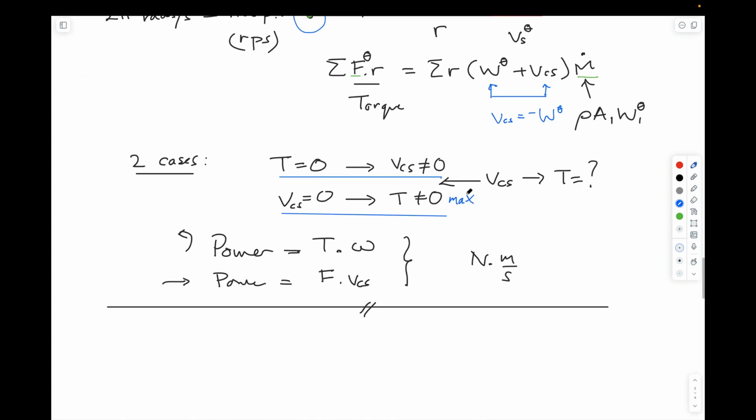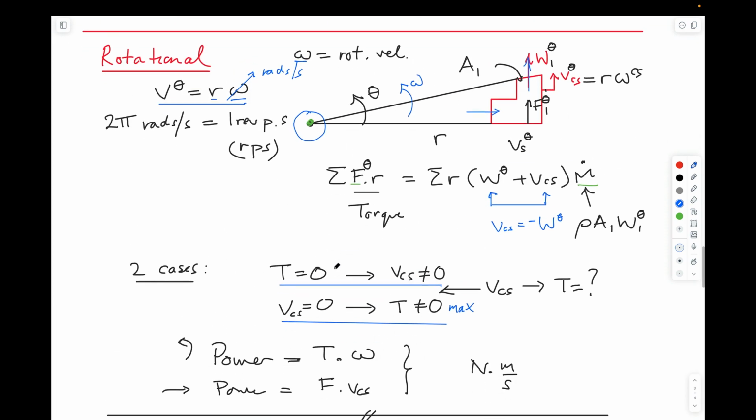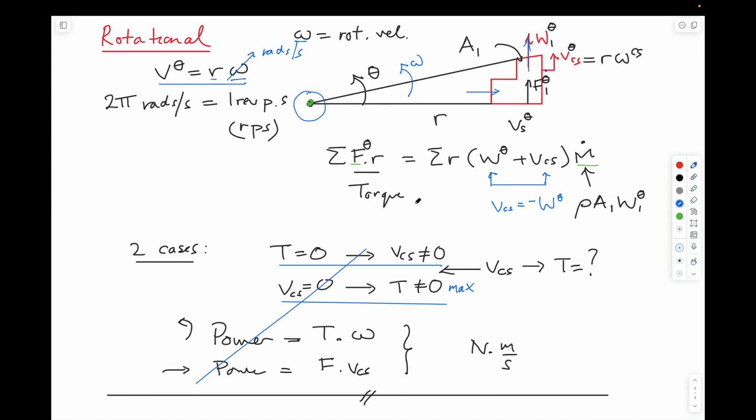And of course you can calculate power in the same way by using the force times the velocity of the control system, which for our rotational system turns out to be a force times a lever arm, which is a torque, multiplied by its rotational velocity in terms of radians per second. But as I mentioned, just so there's no confusion, there is no rotational velocity question in this particular test.